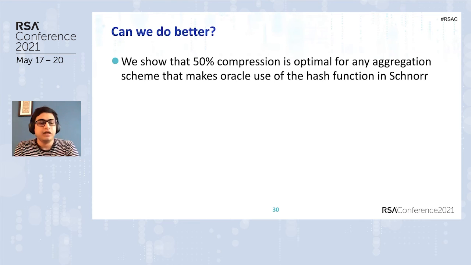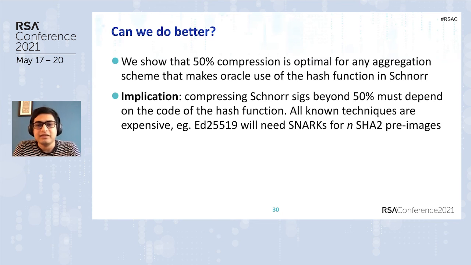It's natural to ask if we can do any better, that is, if we can achieve any better than 50% compression. Unfortunately, we show that this compression rate is essentially optimal for any aggregation scheme that makes oracle use of the hash function in Schnorr. What this means is that going beyond this 50% compression rate must inherently depend on the code of the hash function. And unfortunately, all methods that we know that make non-black box use of the code of the hash function are quite expensive. For instance, expressing the hash function as a circuit and then feeding the circuit into a SNARK for proving. And this can get quite expensive in practice. For instance, for EdDSA, proving knowledge of n signatures would imply proving knowledge of n SHA-2 pre-images.